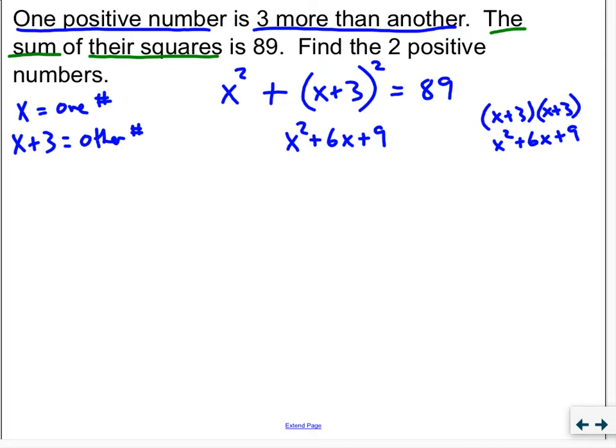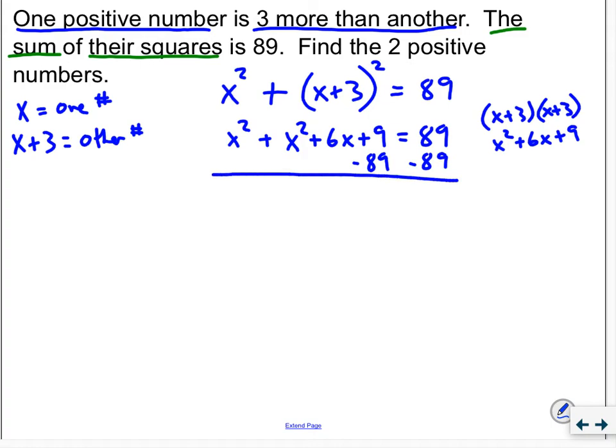And that's over there, plus x squared equals 89. Alrighty, let's see what we're going to do here. Maybe I'll set this equal to 0 by subtracting 89. I'm also going to combine some like terms. X squared and x squared give me 2x squared plus 6x minus 80 equals 0.